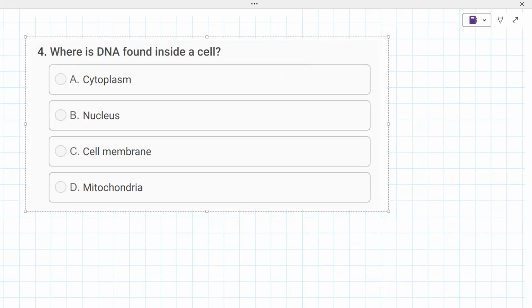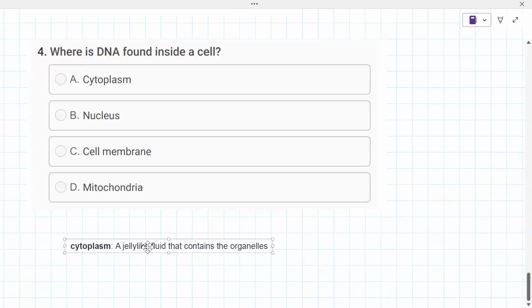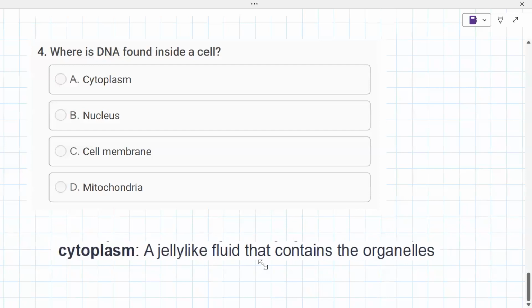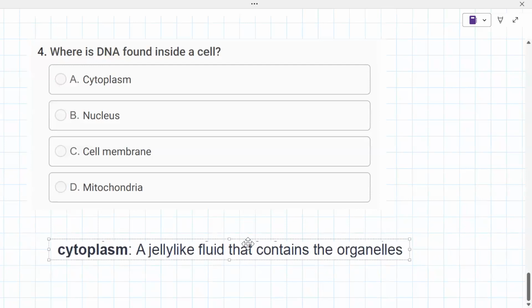Cytoplasm. How sure are you of your answer? Very. Okay. Did we talk about the cytoplasm on that sheet? No. Okay. It is there. Let me snip in what cytoplasm is. Cytoplasm is a jelly-like fluid that contains the organelles. Would you like to change your answer? Yeah. Okay. I think that's a good choice.